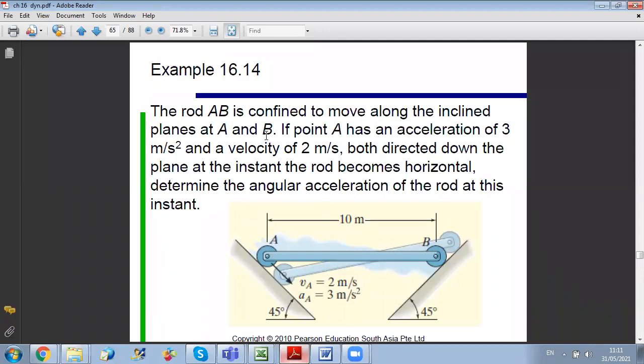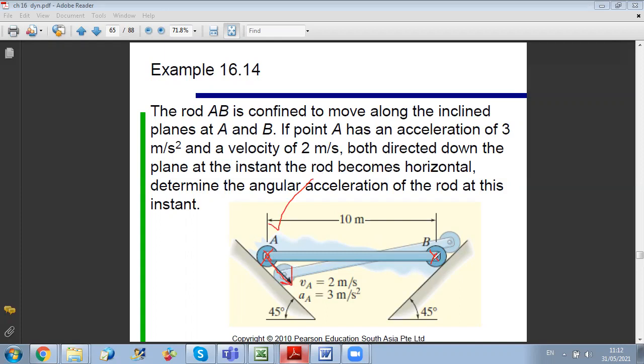So here, what do we have? First, we have a rod, so it's one rigid body. And we know characteristics of 2 points. We know something about A and information about B. Concerning point A, we know everything about it. We know the direction, we know the sense, and we know the magnitudes of its velocity and acceleration. So for A, nothing is unknown.